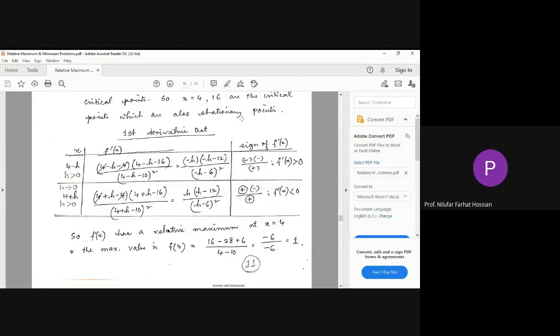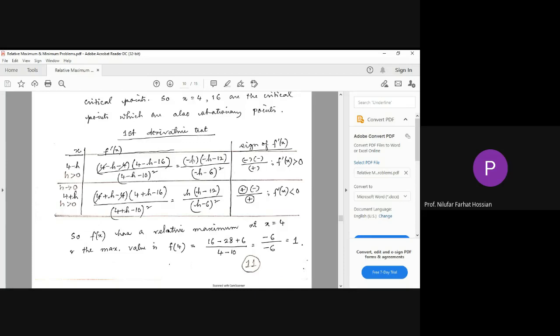So 4 minus h minus 4, 4 minus h minus 16 is minus 16. Here 4 minus 4 cancel. So minus h into what? Minus h minus 12, and divided by minus h minus 6 whole square. So whatever be the number here, since there is a whole square, the lower part is a positive number. The lower part must be a positive number, and the upper part, there are 2 factors.